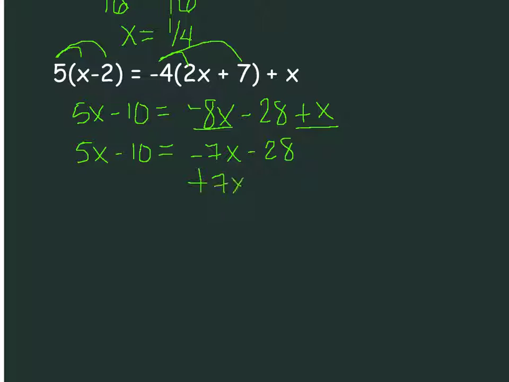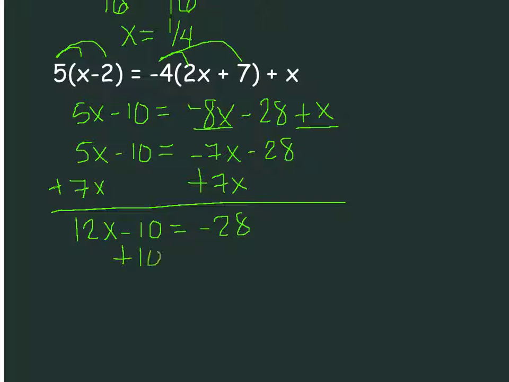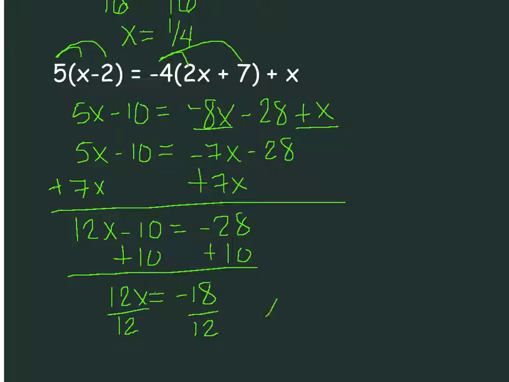Add 7x to both sides. We get, what, 12x minus 10 equals negative 28. Add 10 to both sides. 12x equals negative 18. Divide by 12. Once again, we get a fraction, unless I've done my math wrong. Let's see, we get negative 3/2. Just reduce it, that's all I really care about. And there we go.